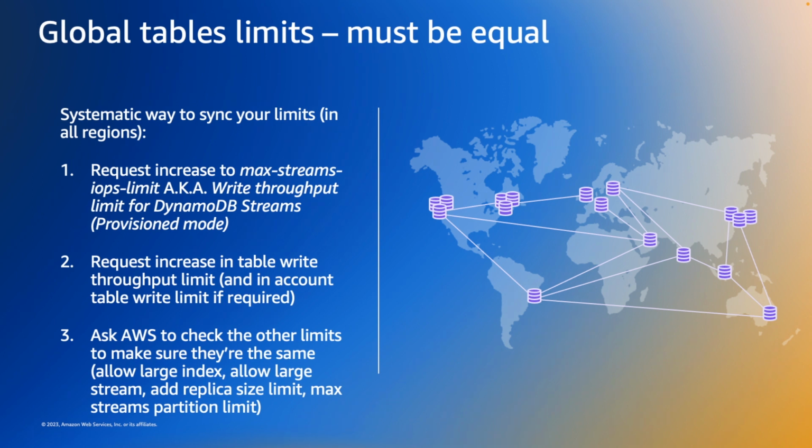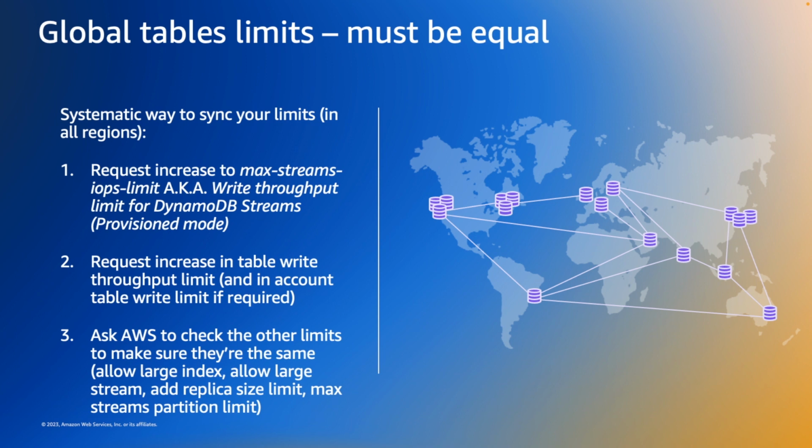Now, once you have the max streams IOPS limit set, as well as the table write throughput limit, in every region, they must all be the same, meaning synced across regions, ask AWS support to check the other limits.